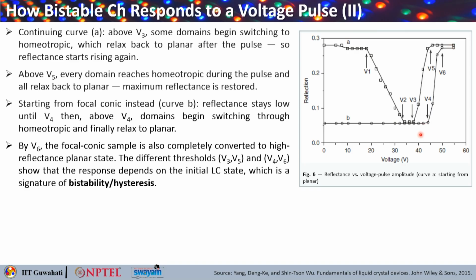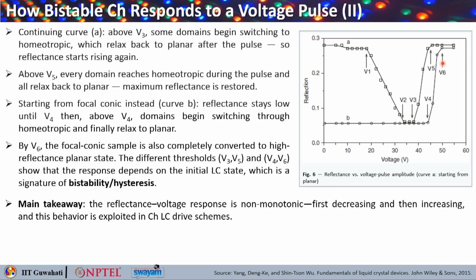However, these different thresholds that you see here, V3 and V5, in the other case, in the focal conic case, you are seeing V4 and V6. That shows that the response depends on the initial liquid crystal state, and this is the signature of bistability or hysteresis. So the main takeaway here is that the reflectance voltage response is non-monotonic. First it is decreasing, then increasing, and this behavior is exploited in the cholesteric liquid crystal driving scheme.